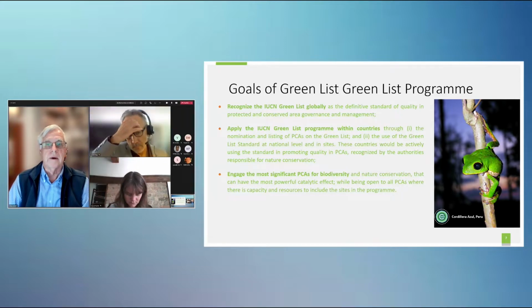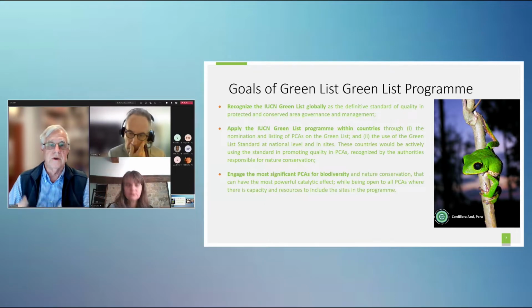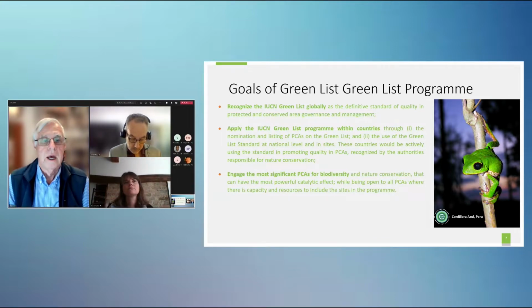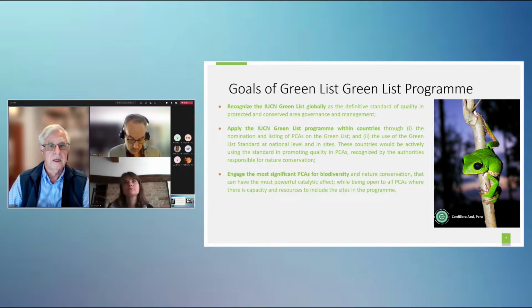Secondly, to apply it broadly through the nomination of sites on the Green List and the use of the Green List standard, with many countries actively engaged in using the standard. And thirdly, to engage the most significant protected and conserved areas in terms of their biodiversity values, so that these will have a powerful catalytic effect.